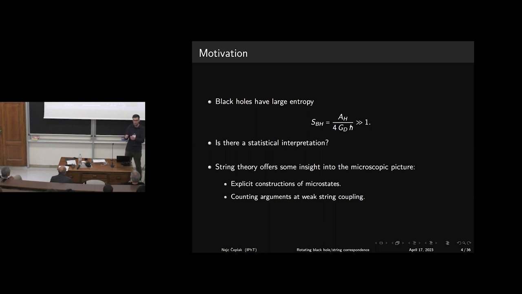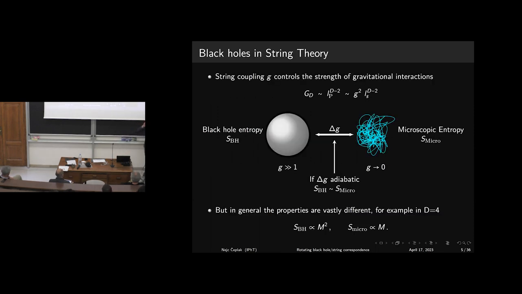And then you count the degrees of freedom, the free degrees of freedom in string theory, which are described by some free theory, for example free strings. And in particular, let me be a little bit more specific. In string theory, the gravitational coupling is related to the string coupling, which I'll call G in this case.